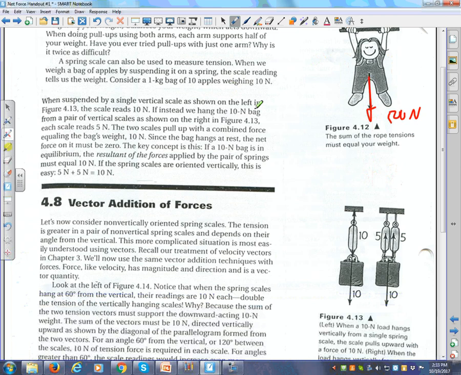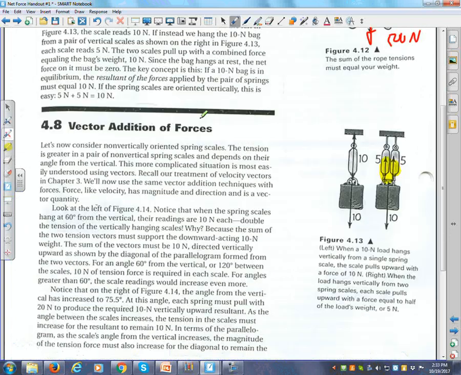How come? Because it takes half and half, right? The total down, 10, has to equal the total up. And there's two of them doing the work. That's what this is here, right? Okay. So, vector addition of forces.